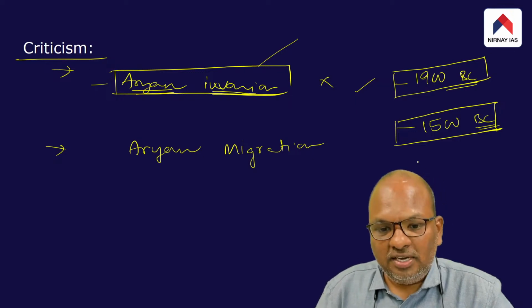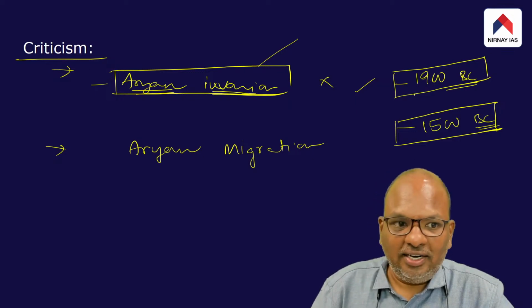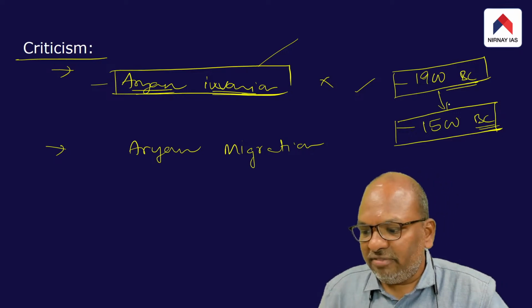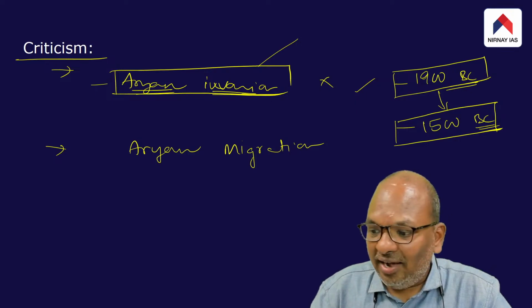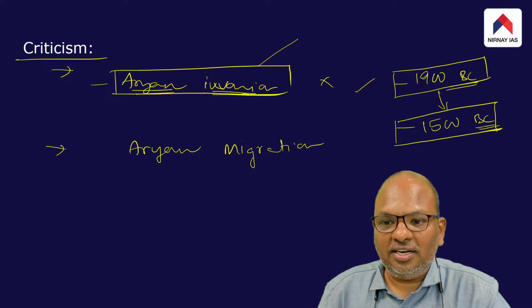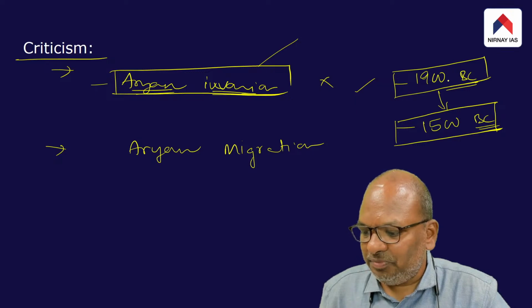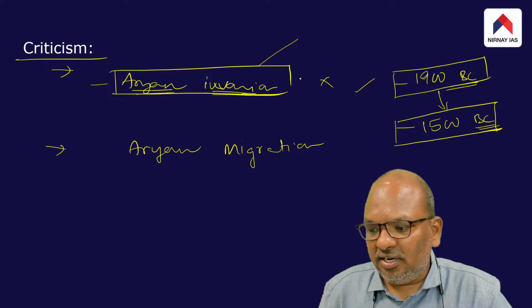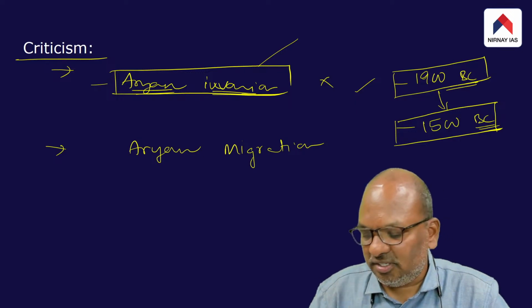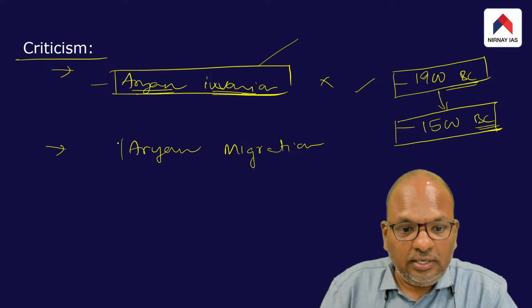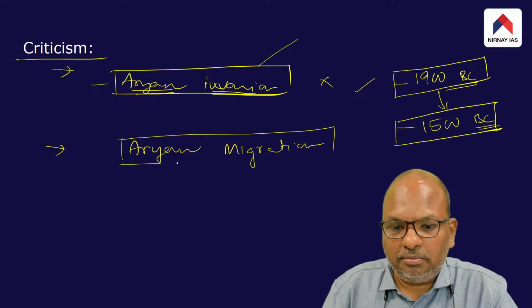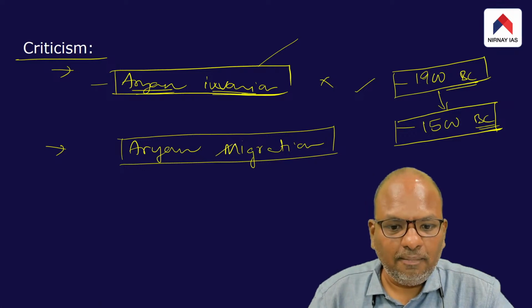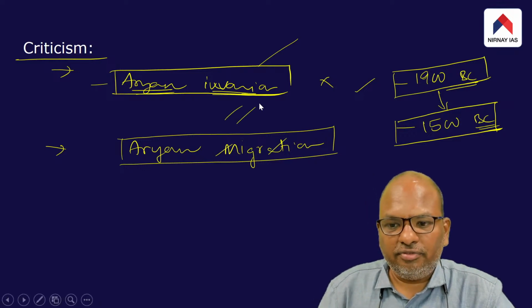It means that Indus cities declined 400 years before the Aryan migration to India. If that be the case, how can Aryans be held responsible for the decline of Indus Valley civilization? No chance at all. So, on this particular point, the Aryan invasion theory has been rejected by scholars. Aryan migration is by and large the most accepted theory, not Aryan invasion. Kindly understand the difference between both of them.